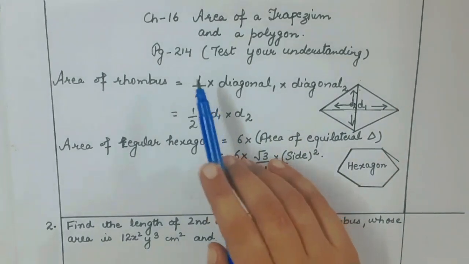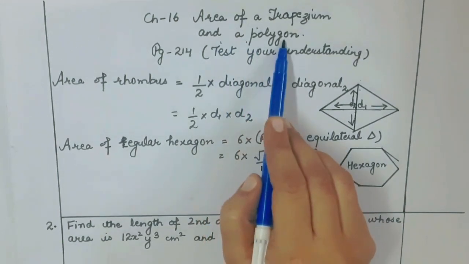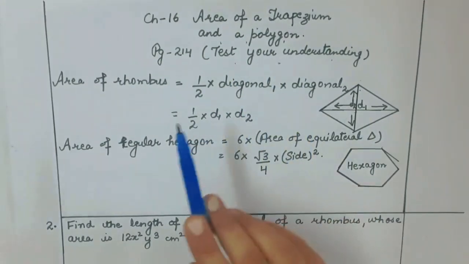Good morning students. Today we will discuss chapter 16, area of a trapezium and a polygon. Page 214. Test your understanding.